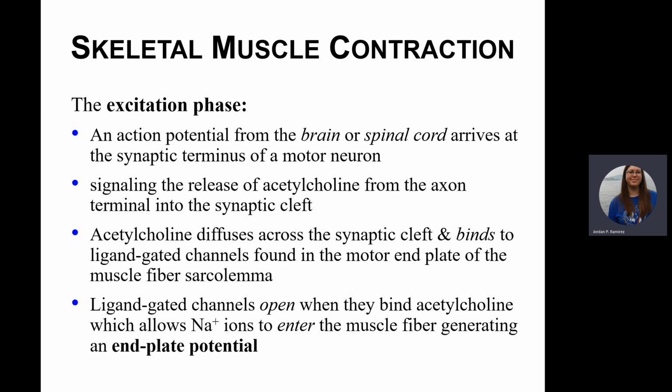So the excitation phase, which is our first phase of muscle contraction, is essentially when you have an action potential from the brain or the spinal cord, the central nervous system, that arrives at the synaptic terminus of the motor neuron. This signals the release of acetylcholine from the axon terminal into the synaptic cleft. Acetylcholine diffuses across the synaptic cleft and binds the ligand-gated channels found in the motor end plate of the muscle fiber sarcolemma. The ligand-gated channels open when they bind acetylcholine, which allows sodium ions to enter the muscle fiber, generating an end plate potential.